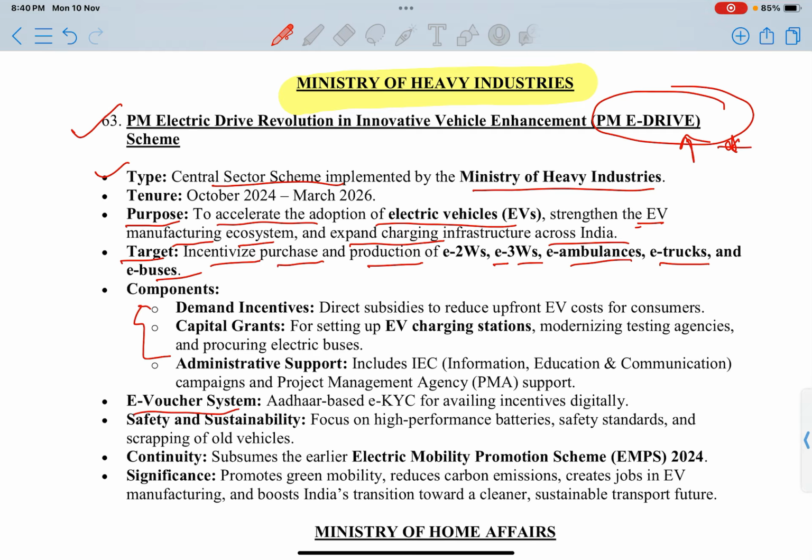Then there is an e-voucher system. What is it? Aadhaar based KYC for availing incentives digitally. Next, these are some other features you read on your own. This PM E-DRIVE is everything about electric. See, today this topic is a very burning topic. In the mains examination of Combined 3, they also asked several questions related to electric vehicles.